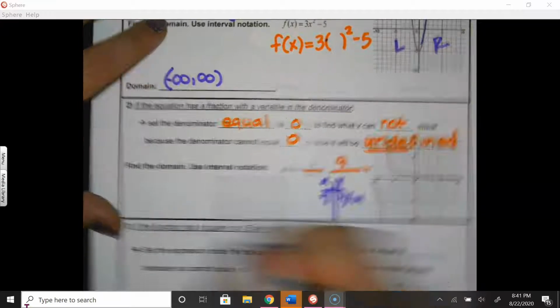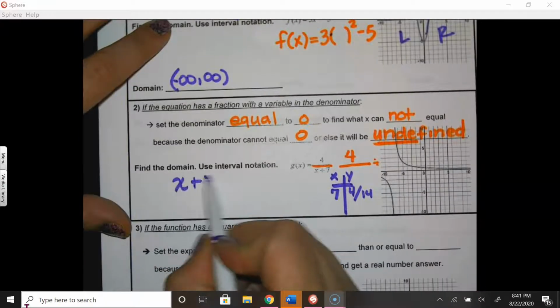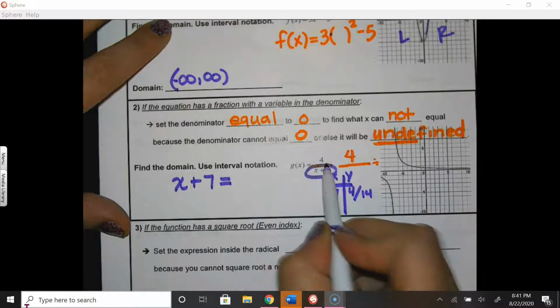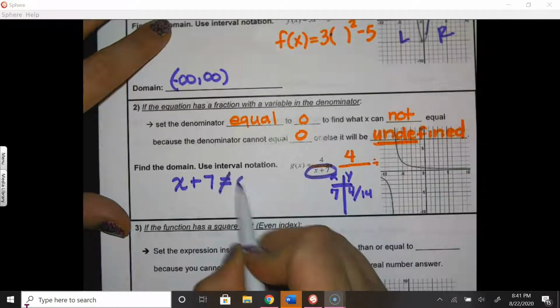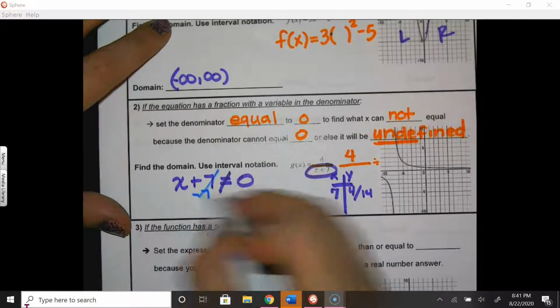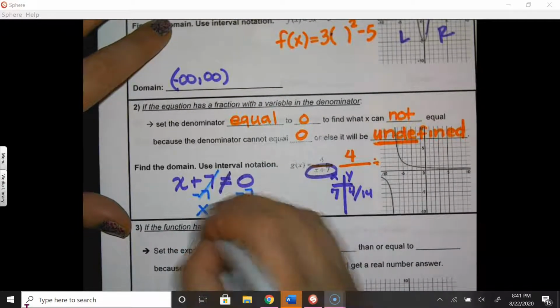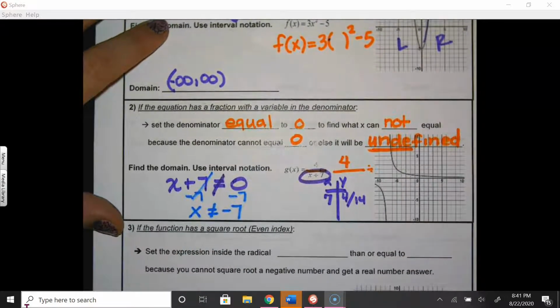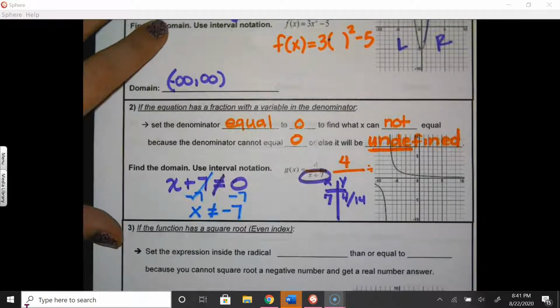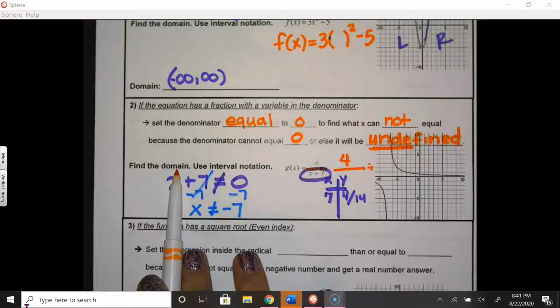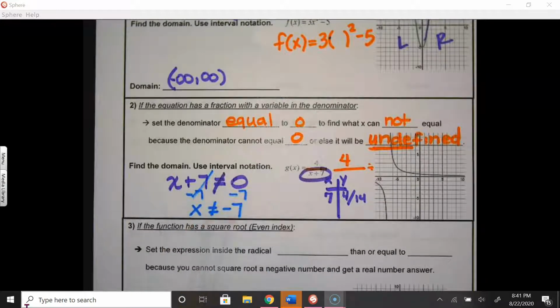I have to find what number is going to make this denominator here 0. The denominator cannot be 0, so I need to solve this. And now I know the number that x can't be is -7. So x cannot be -7. So in my own words, what is the domain? X can be any number, just not -7.